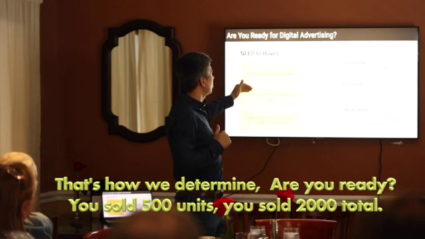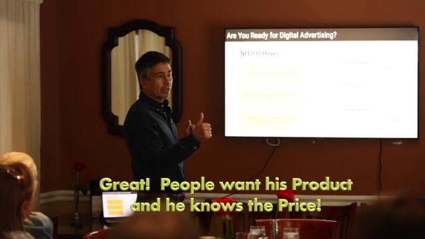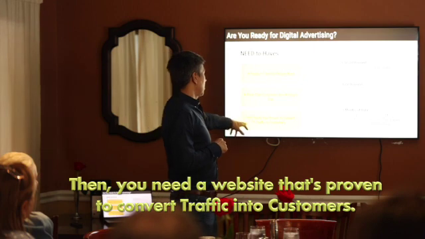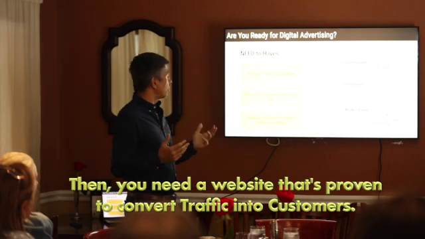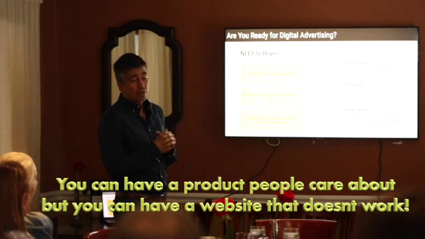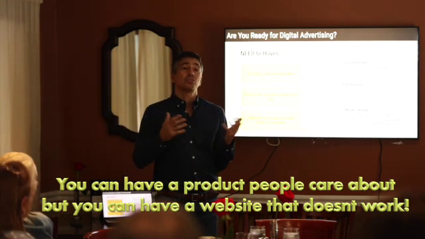So that's how we determine: are you ready? You have sold 500 units. You sold 2,000 total. Great. People want your product, and you know the price. They're willing to pay it. Then you need a website that's proven to convert traffic into customers, right? You can have a product people care about, but it's possible to have a website that just doesn't work, right?